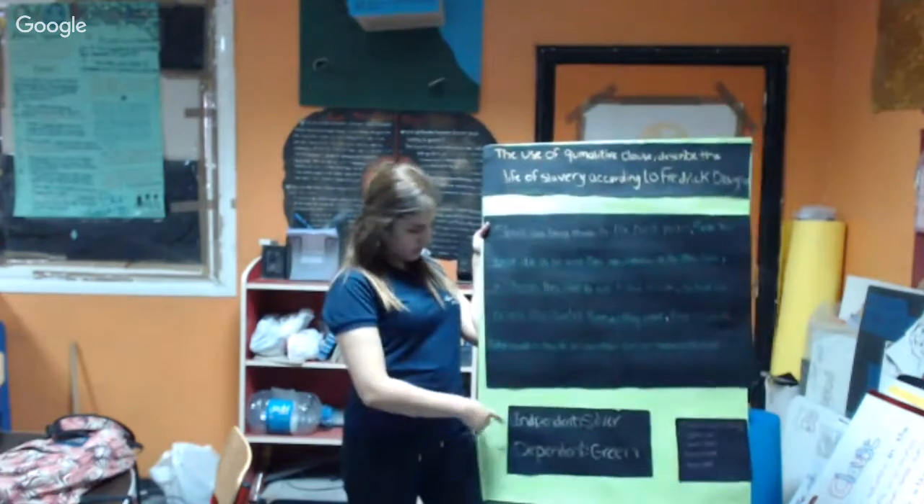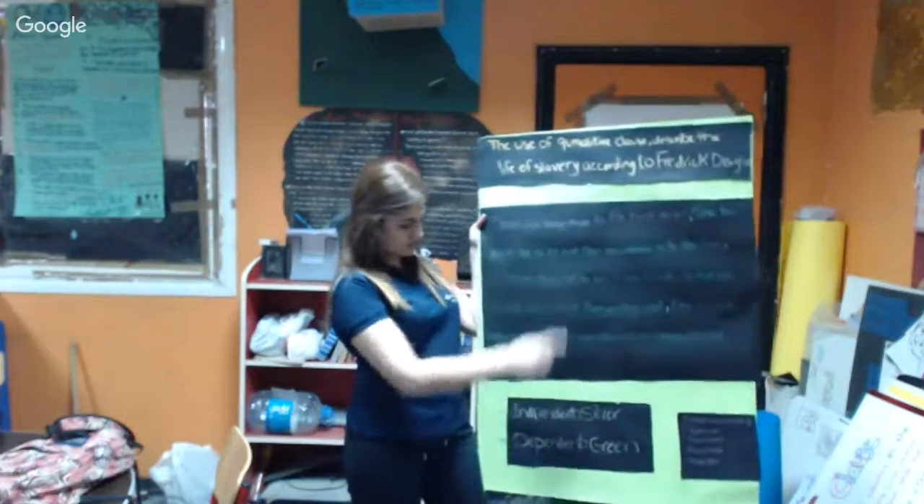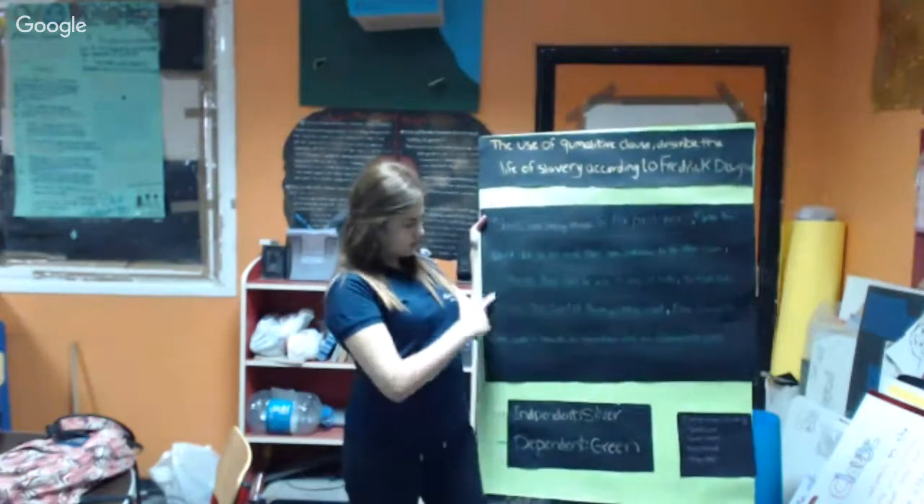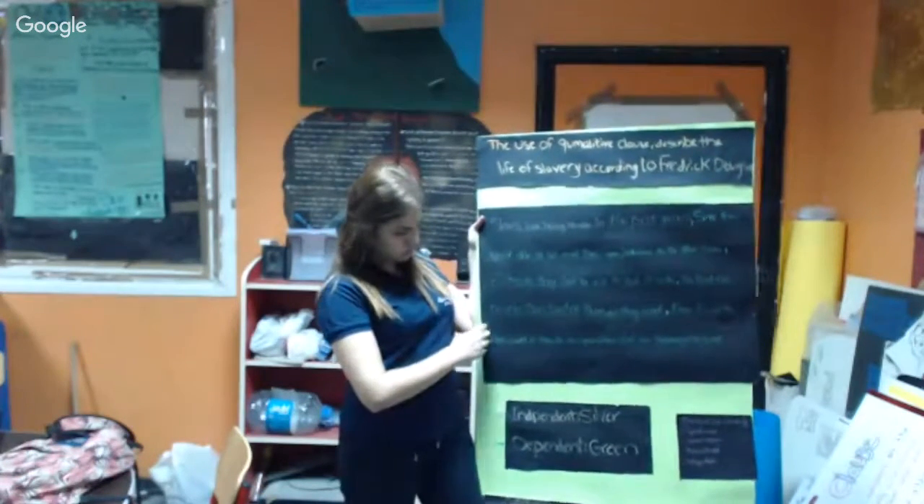And we highlighted the independent one with the silver color, and the dependent one with the green color.